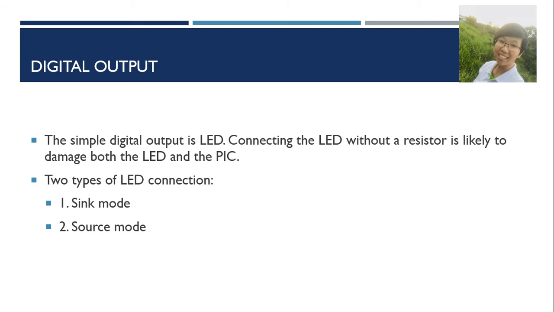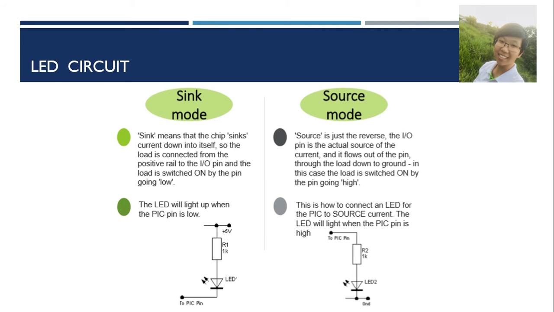The simple digital output is an LED. Connecting the LED without a resistor is likely to damage both the LED and the PIC. The two types of LED connection are sink mode and source mode. Below is the LED circuit, showing the two modes: sink mode and source mode.